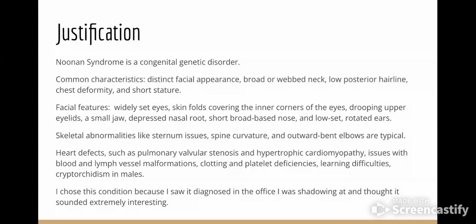like that. I chose this condition because I actually saw it diagnosed in a medical office that I was shadowing at, and thought it sounded really interesting because it was rare, and then there was a lot of information on it as well on NDEx, so that was perfect.